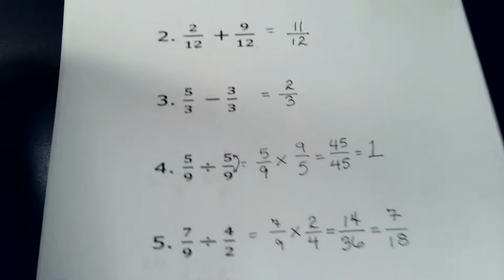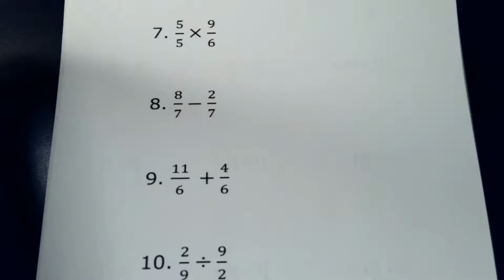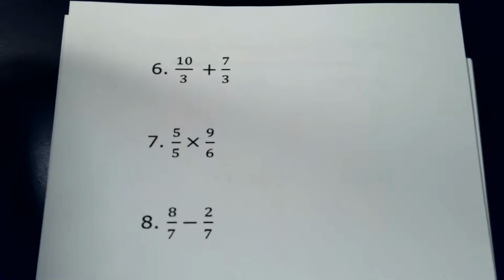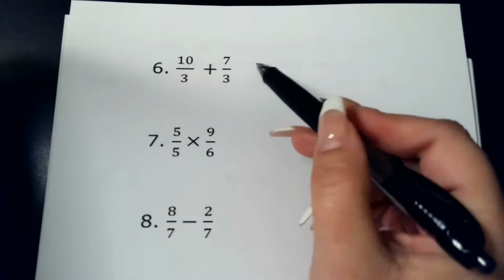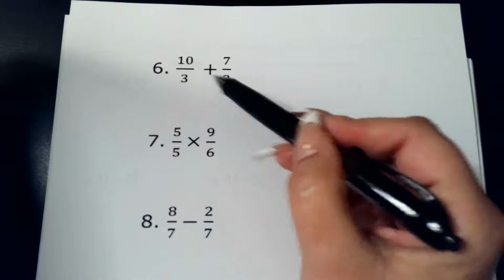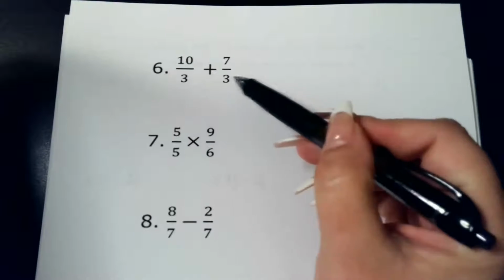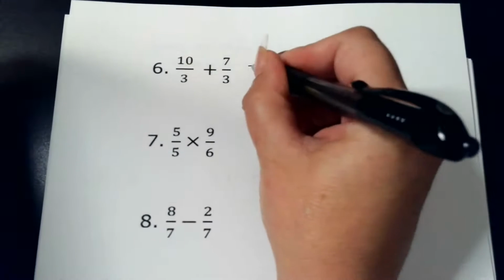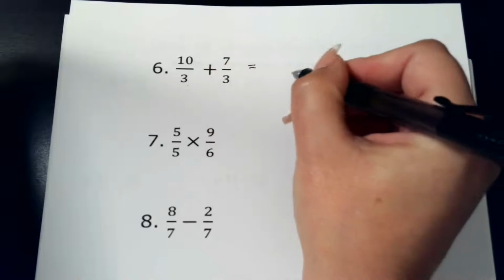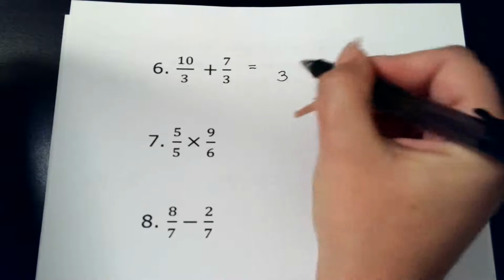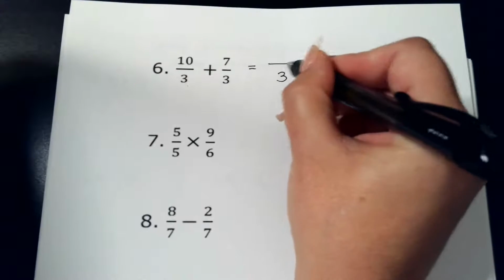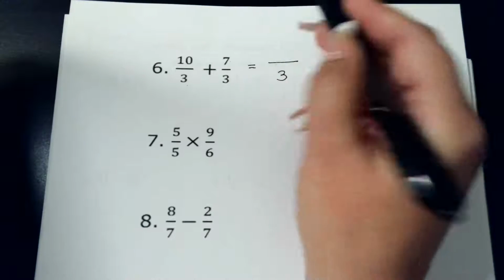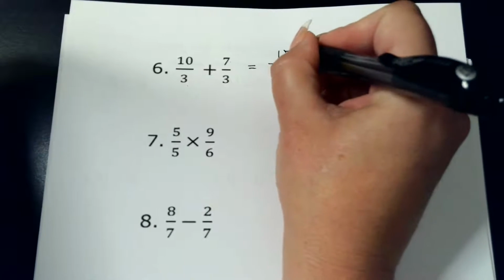All right. As we move along to number 6, it is again an addition problem. Already we have a common denominator, so we don't need to change anything with these. In addition and subtraction, our denominators remain the same if they are alike, and so that happens to be 3. Then we add the numerators. 10 plus 7 is 17.